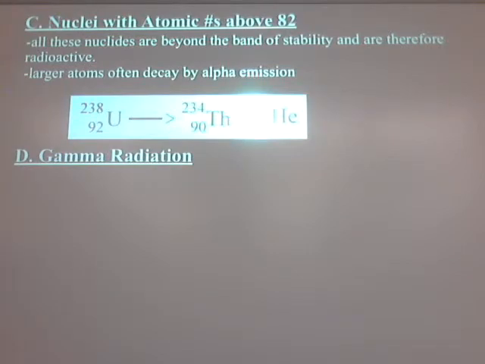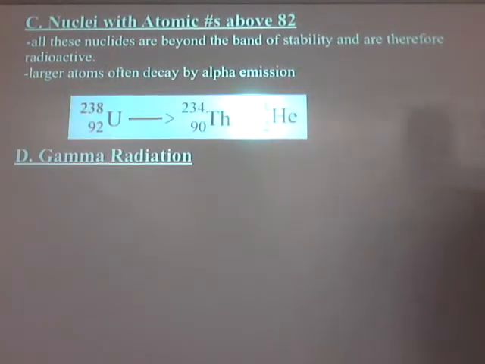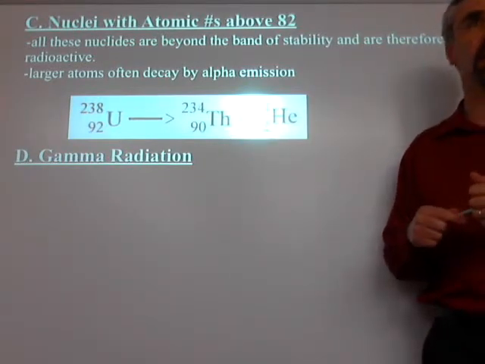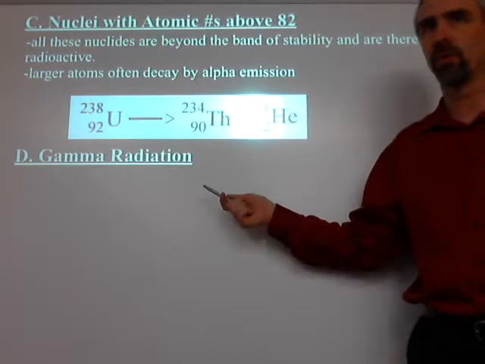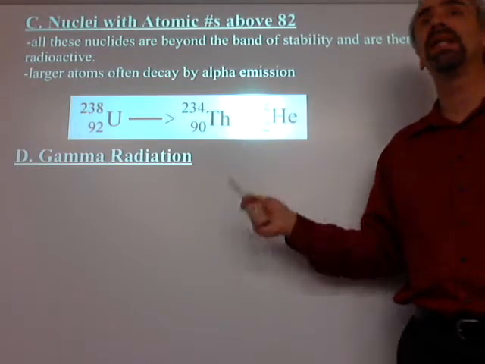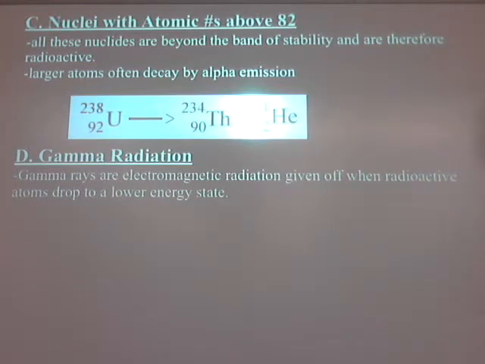That's why we're going to talk about, by the way, if you're wondering why I haven't already been talking about health effects of radiation and stuff like that, I have a whole section on that. We're going to do probably a couple of days, at least a couple of periods, on health effects of radiation. Gamma rays are some of the worst. However, they happen to be some of the easiest to do these formulas for. Gamma rays are just electromagnetic radiation given off when radioactive atoms drop to a lower energy state.